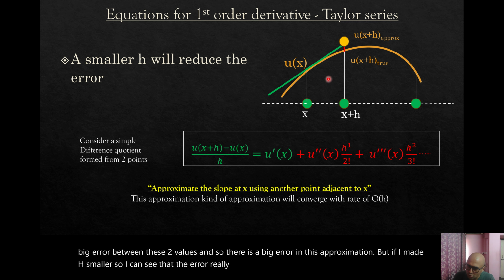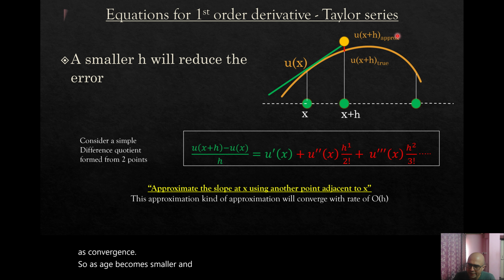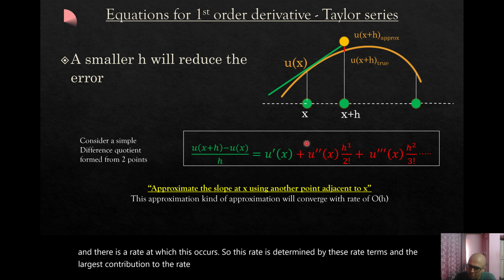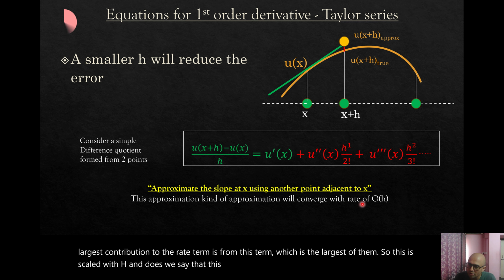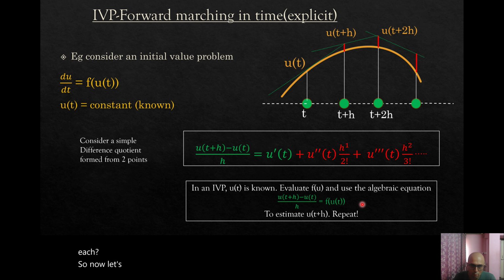This phenomenon is called convergence. As h becomes smaller and smaller, the approximate value starts approaching the true value. This is the process of convergence, and there is a rate at which it occurs. This rate is determined by the red terms, and the largest contribution is from this term, which is the largest of them. It is scaled with h, and thus we say that this approximation will converge at the rate of order h.